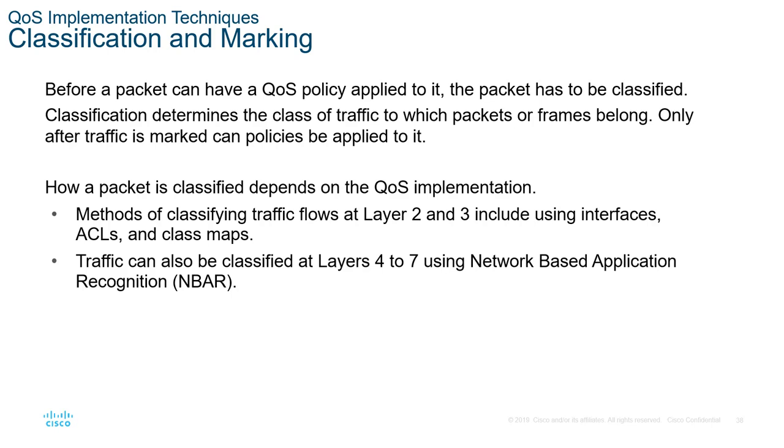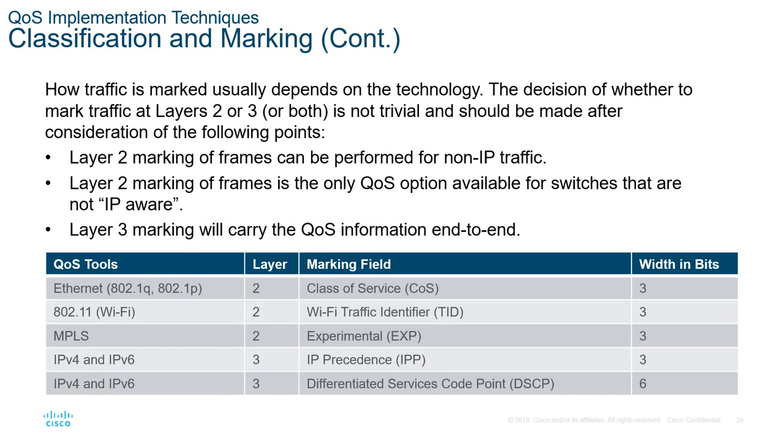Traffic can also be classified at layers 4 through 7 using network-based application recognition, or NBAR. It all depends on the type of router that you have set up and the features that are there for QoS. So the traffic will be marked usually depending on the technology that is in use. The decision of whether to mark traffic at layer 2 or layer 3 is not trivial and should be made after considering several key points.